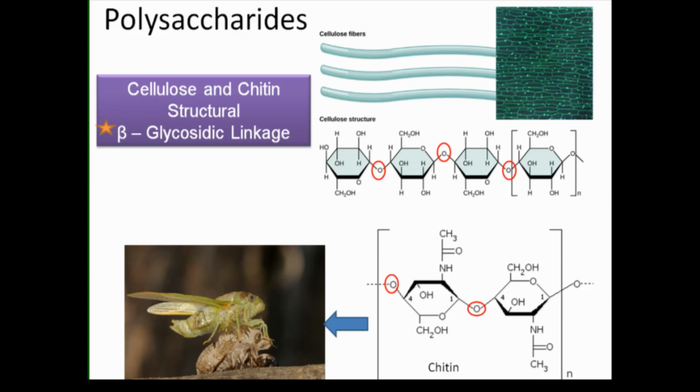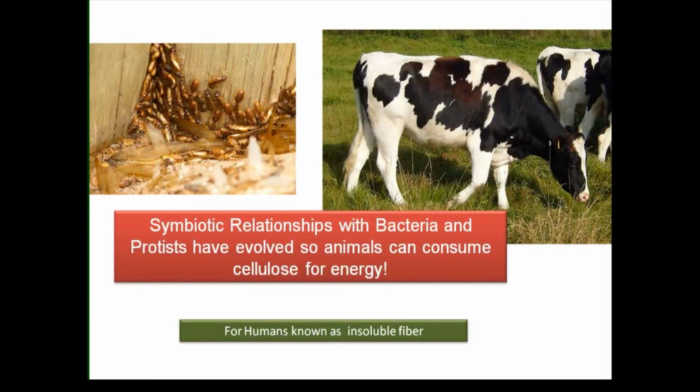And I want you to notice that every other glucose is upside down in order to form that glycosidic linkage. Animals do not have the enzymes to break this down for energy. Certain organisms have developed symbiotic relationships with bacteria and protists so that they can extract the energy found in the carbon-carbon bonds of cellulose.